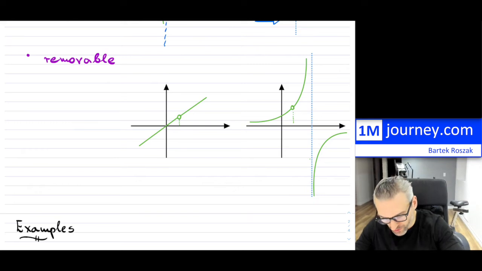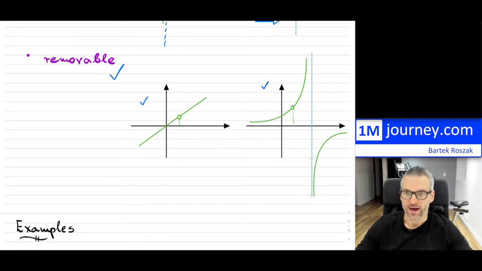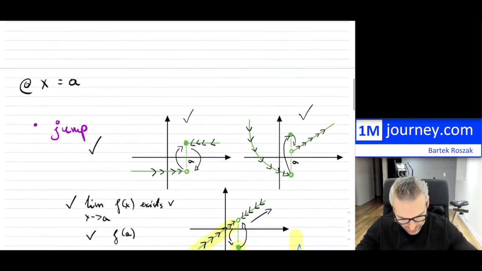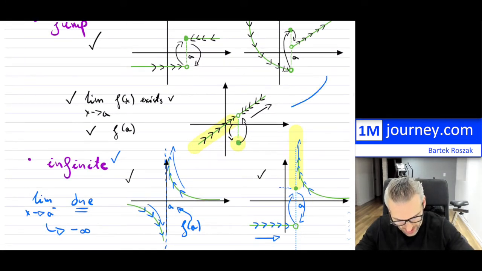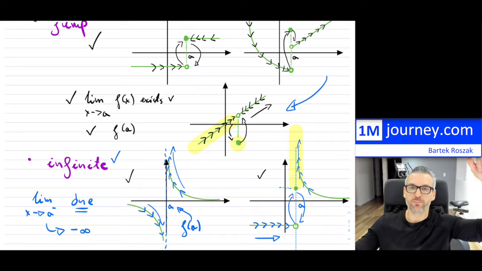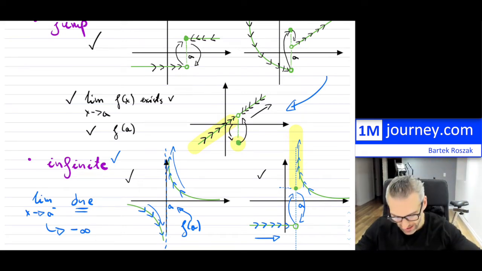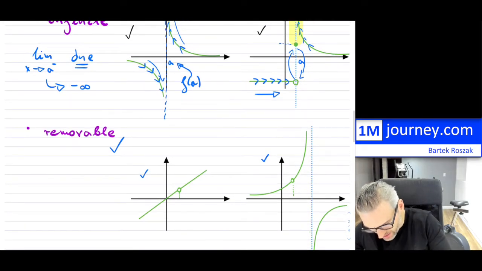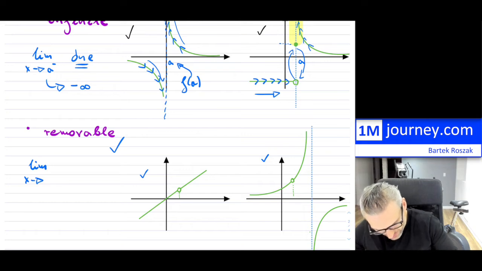So a removable discontinuity occurs when we have a situation like this. This is very similar. As you can see here, this was this case right here, right? Where both the left-hand and right-hand limit exist. So here we can actually say the left-hand limit, this is what it would be. So this is my A. So the left-hand limit exists.